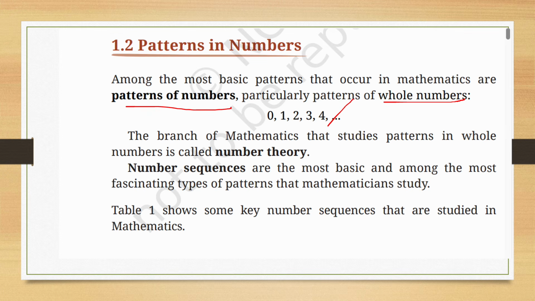Then what are called natural numbers? Natural numbers are counting numbers. They start from 1, then go on infinitely. 1, 2, 3, 4, 5, etc. The branch of mathematics that studies patterns in whole numbers is called number theory. So, what is number theory? It is a branch of mathematics that studies patterns in whole numbers. Whole numbers means 0, 1, 2, 3, 4, etc.